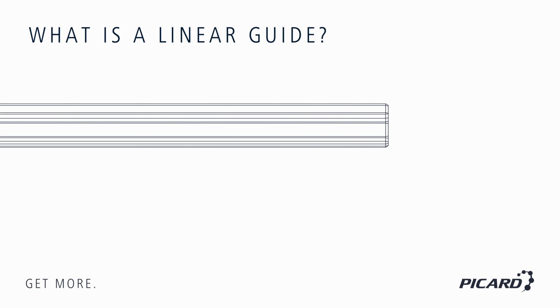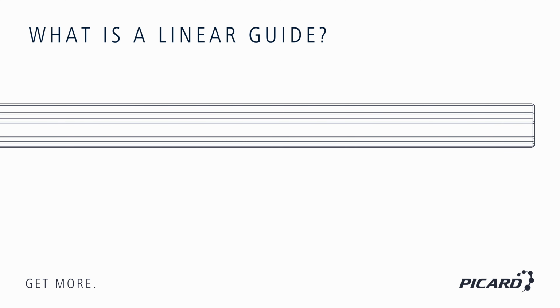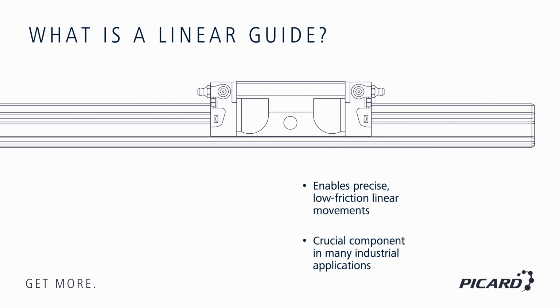Before we dive into the individual components, let's first answer the basic question: what exactly is a linear guide? A linear guide ensures that components move along a straight line, precisely with low friction and in a controlled manner. It consists of two main elements: a fixed guiding part, like a rail or shaft, and one or more moving elements, like carriages or ball bushings. These elements allow other components in the system to move precisely along the desired path. Linear guides are crucial in many industrial applications.